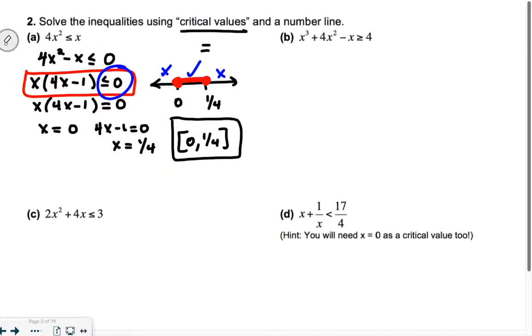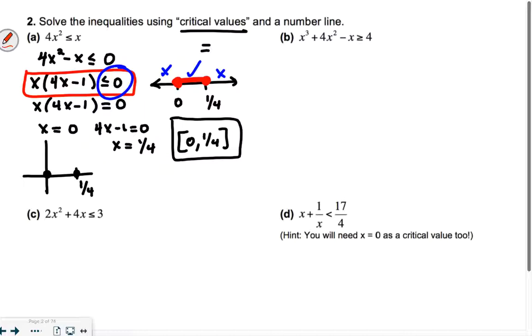All right, now if you kind of outsmart the system, some of you are going to be really good at this, and you know your shapes of graphs. Like right here, 4x squared minus x. If I set that equal to y and graphed it on my calculator, what shape is that? It's a parabola. Is it an upwards parabola or a downwards parabola? Upwards. So the numbers we found, 0 and 1/4, are the x-intercepts.